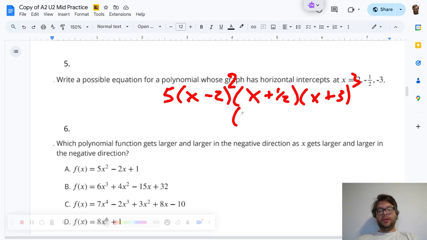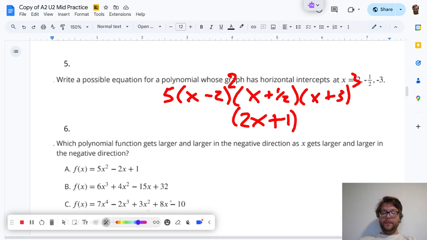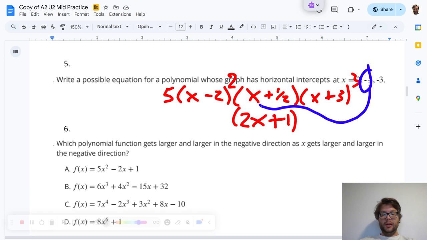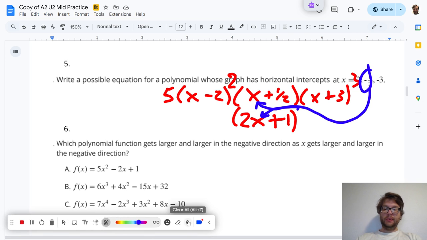Here's one other option. I could have written this as 2x plus 1. Because if you take your root, your horizontal intercept of negative 1/2, and plug it in here, you get 0. But if you plug it in here, you also get 0. 2 times negative 1/2 is negative 1. Negative 1 plus 1 is 0. So there's an infinite number of answers to that one. That's why it's phrased kind of funny. Write a possible equation.